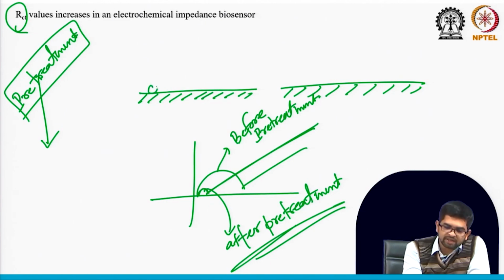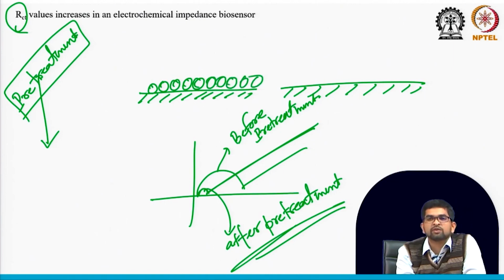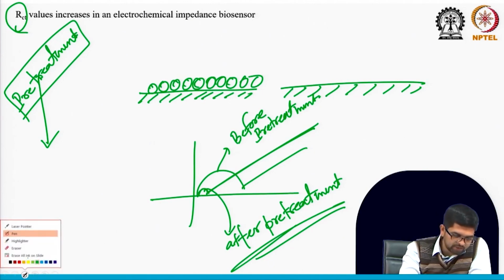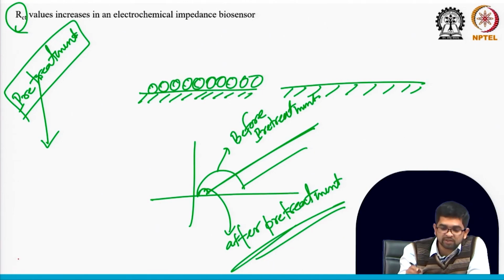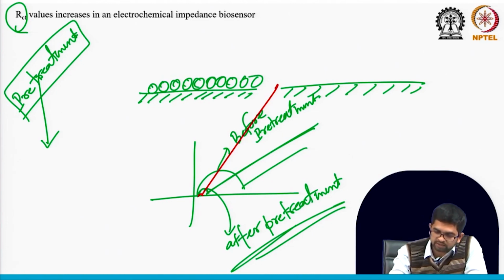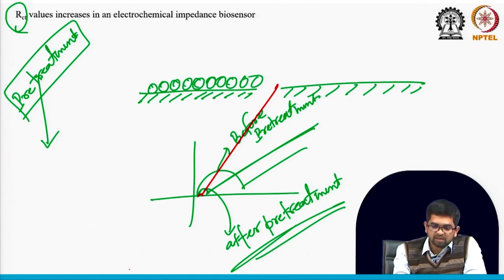Now, see, after the pre-treatment you again modify with some gold nanoparticles. So, what will happen if you modify with the gold nanoparticles? This RCT value will again decrease. So, you will again get a very low RCT value, and you may get this very long straight line. This is because your surface becomes conductive again. That is why you are getting the very low RCT value again. Okay.